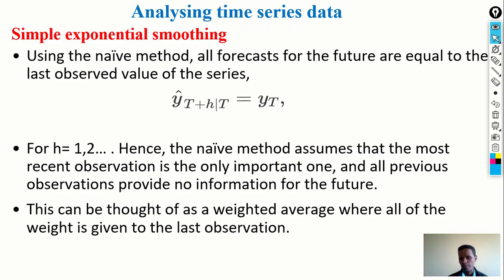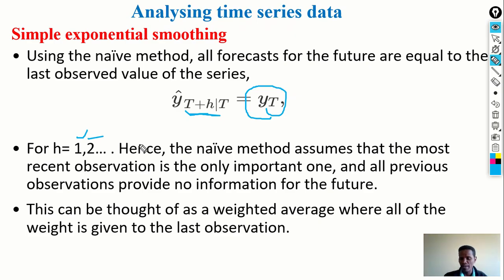With a statistical formula, we can express this naive method of simple exponential smoothing as: the forecast of an outcome variable y at time t plus h, given the data up to t, is equal to the value of the last observation y at time t. Here h could be 1, 2, and up to n, the number of repeated observations ahead.